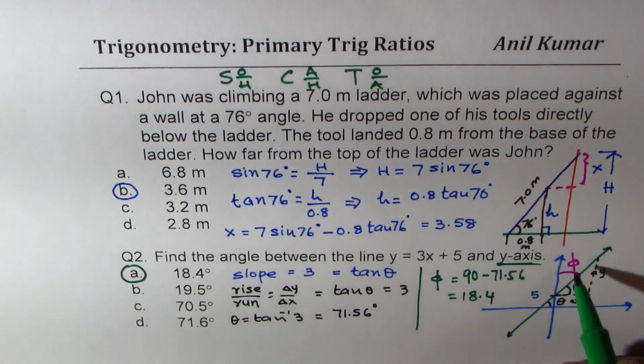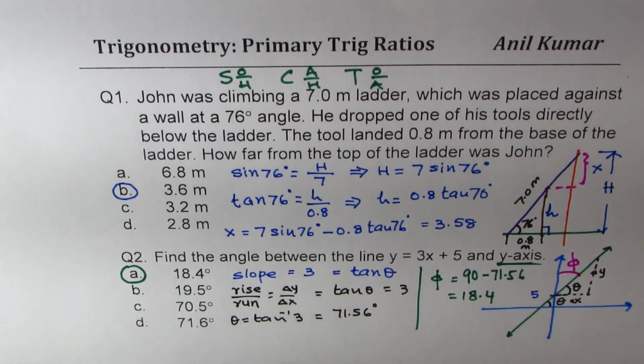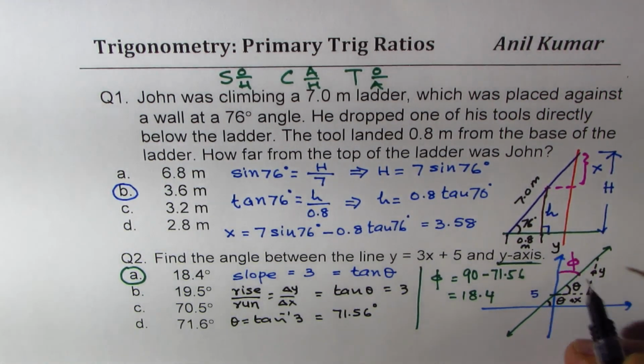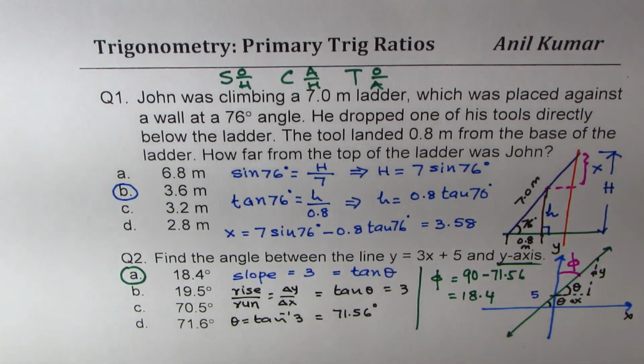Do you see that? So the angle which this line makes with the y-axis, the vertical line, is 18.4 degrees. I hope the concept is very clear and you really get help by solving these two questions.